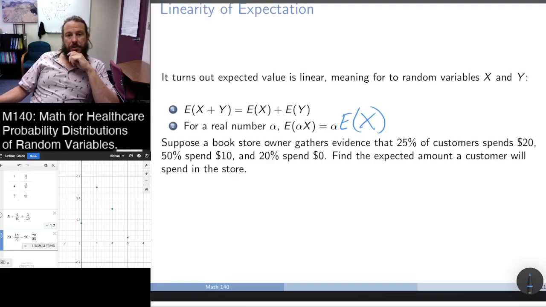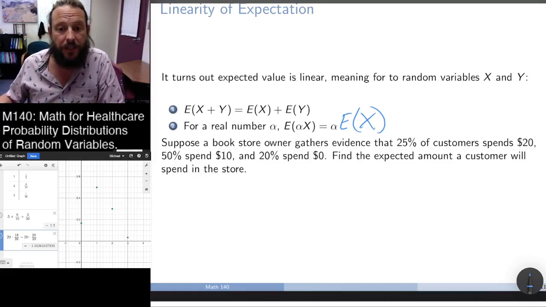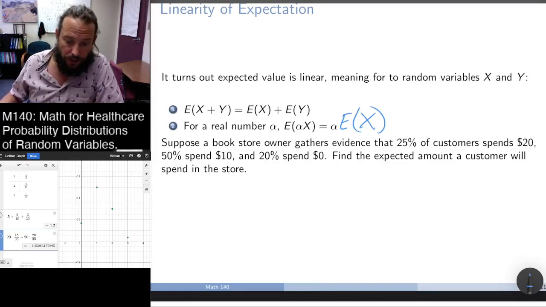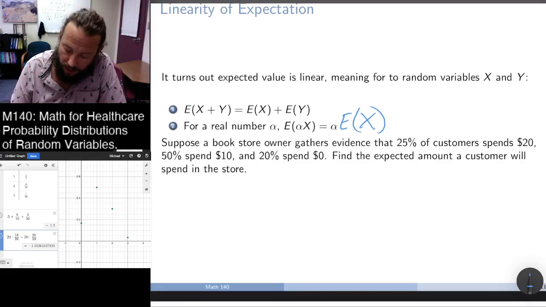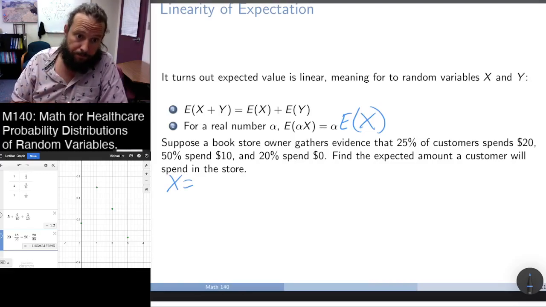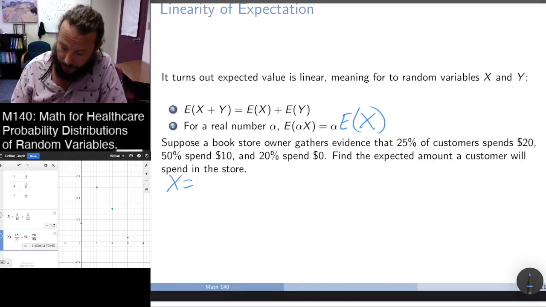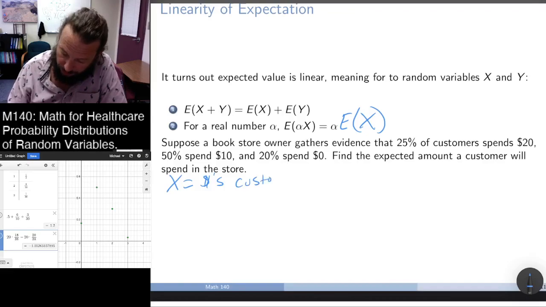Now, suppose a bookstore owner, let's see how we could use this. Suppose a bookstore owner gathers evidence that 25% of customers spend $20, 50% spend $10, and 20% spend $0. Find the expected amount a customer will spend in the store. All right, so we need our random variable. In this case, you could go ahead and try this on your own. We're going to let x be the dollars a customer spends. Okay.